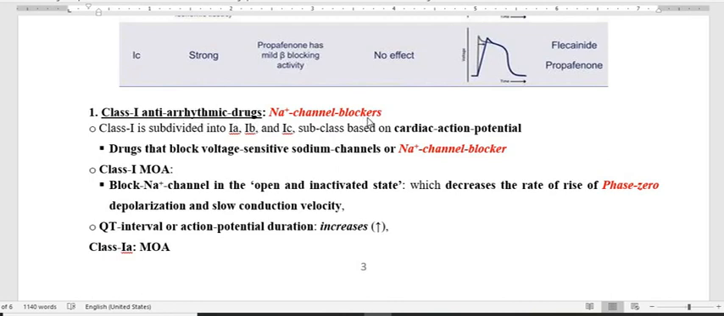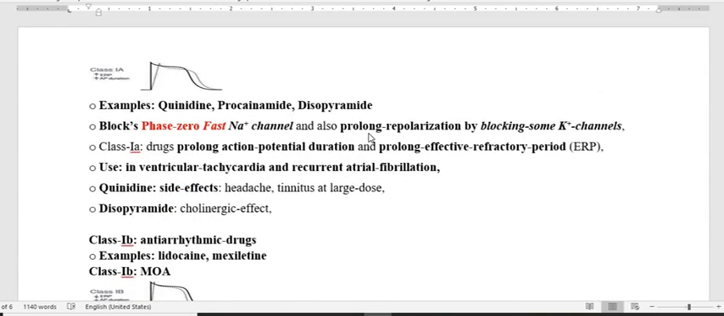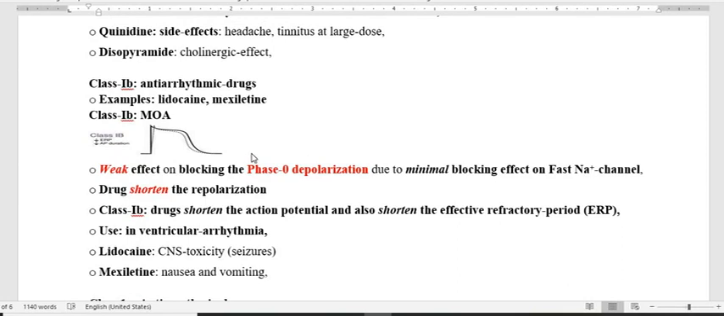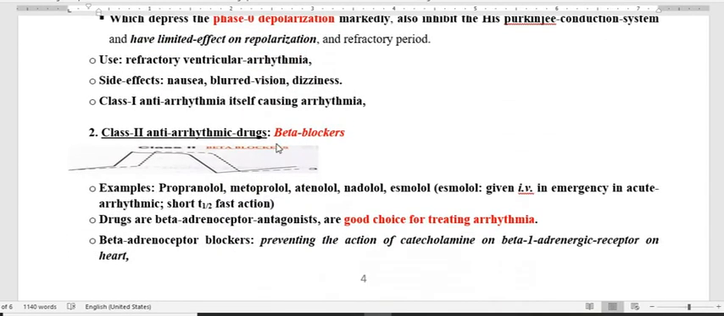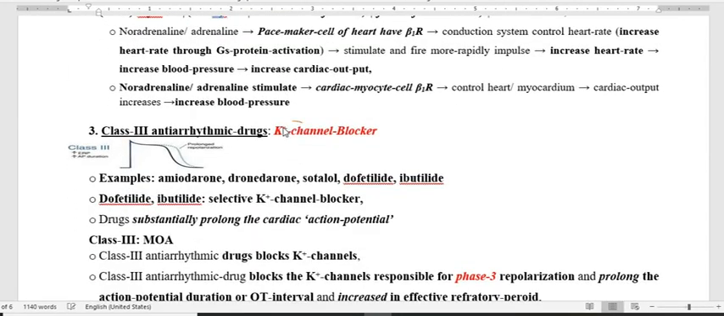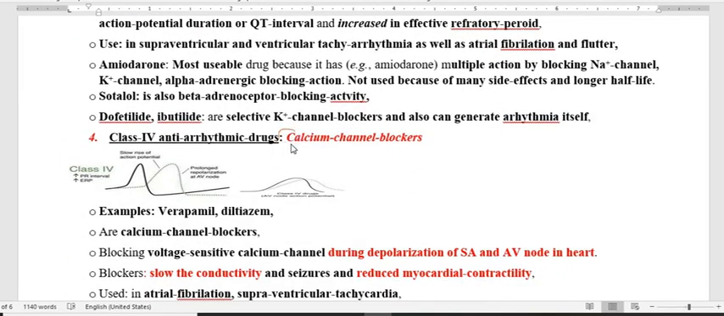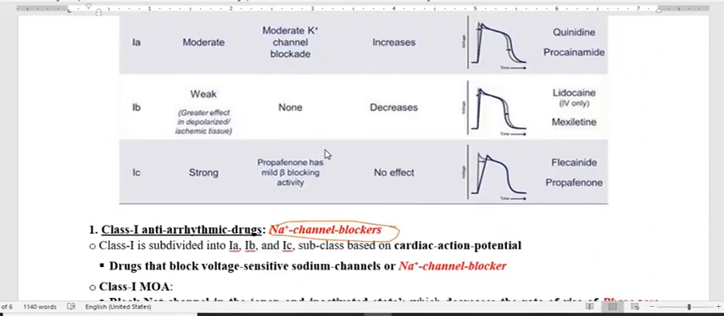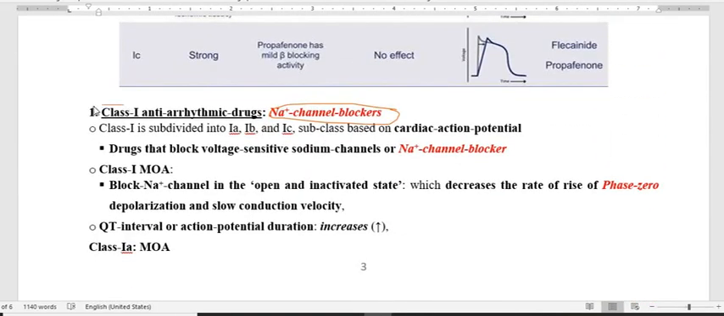Class 1 is the sodium channel blocker. Class 2 antiarrhythmic drug is the beta blocker. Class 3 is the potassium channel blocker, and class 4 is the calcium channel blocker. We have to discuss them one by one in detail. Here I am going to first start with the sodium channel blocker, that is the class 1 antiarrhythmic drug.